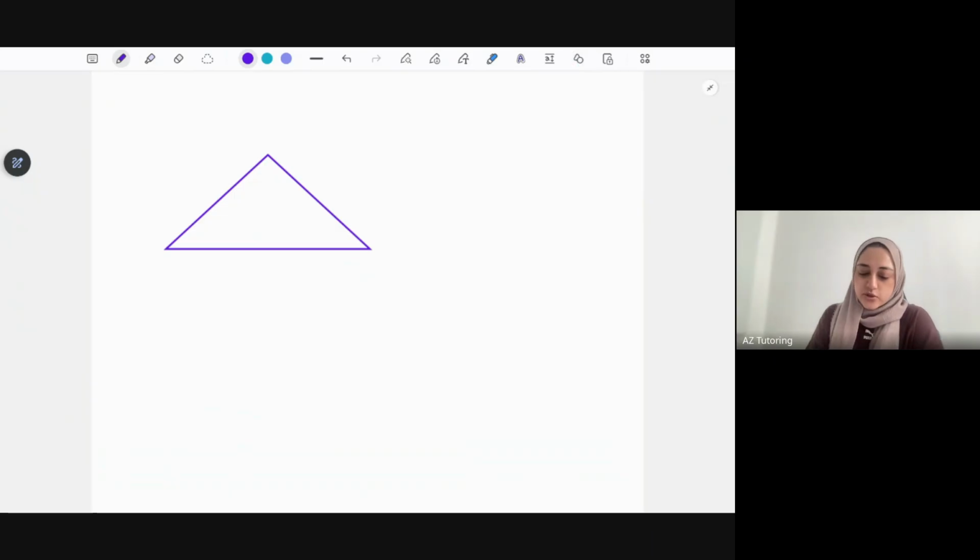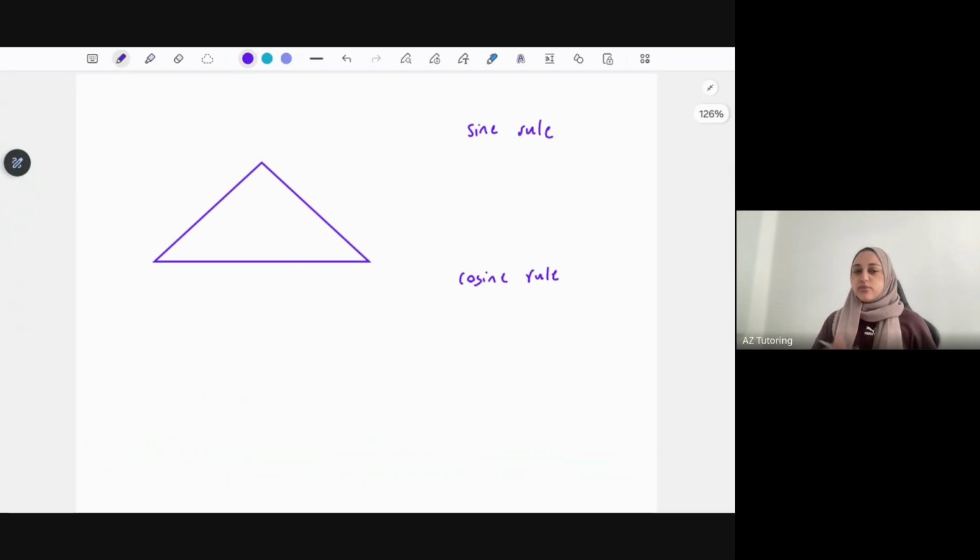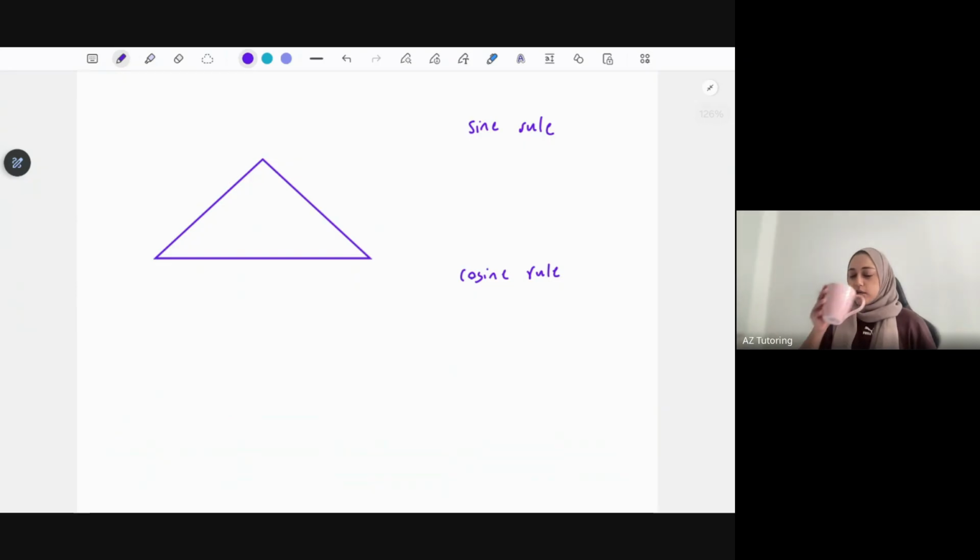Okay, so this doesn't have a right angle, so we cannot use Pythagoras and we cannot use SOHCAHTOA. So what we're going to use is the sine rule or the cosine rule. You're given both of these in the formula booklet, so you don't have to memorize them, but the more you use them, you just tend to memorize them anyway.